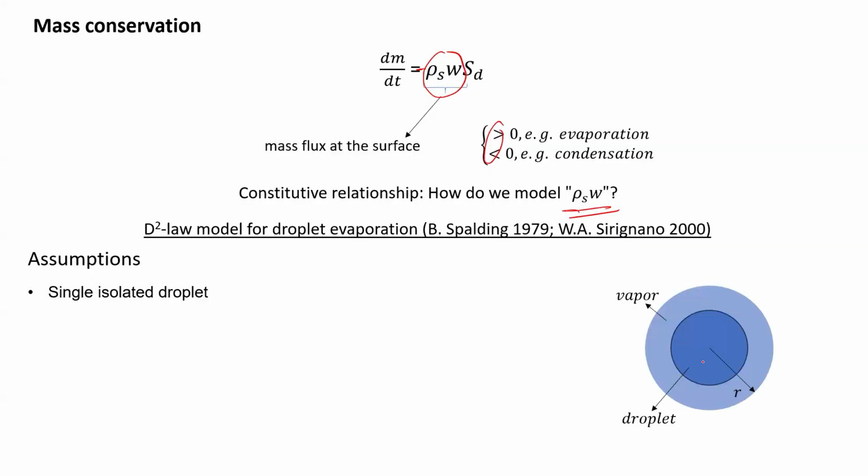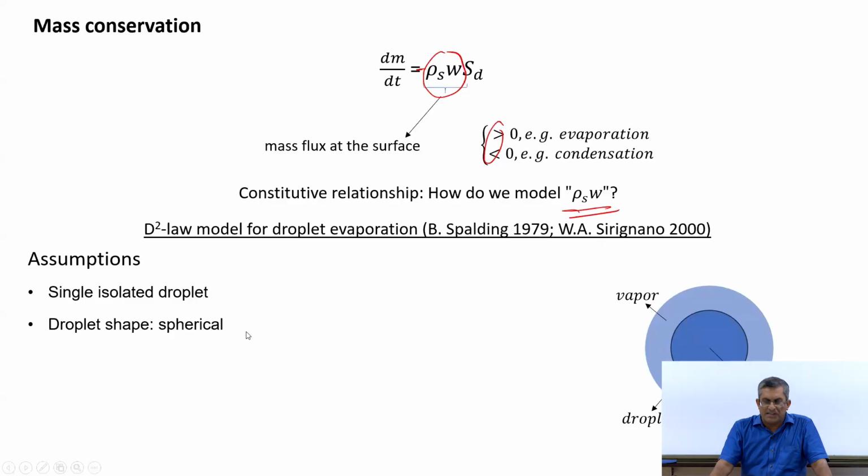Here this dark blue part is the droplet, and you have the vapor which is produced and which is transported away from the droplet. Then we assume that the droplet shape is spherical, so that we have spherical symmetry around the droplet. It helps to simplify the equations to a great extent, because we know that in this case the transport of the vapor will take place only in the radial direction.